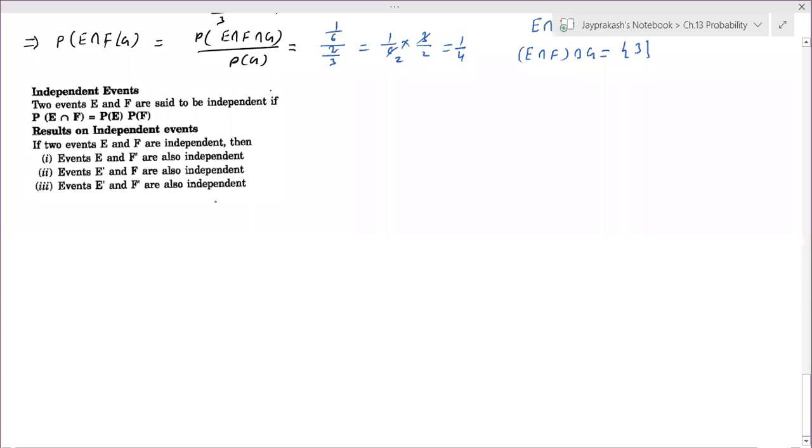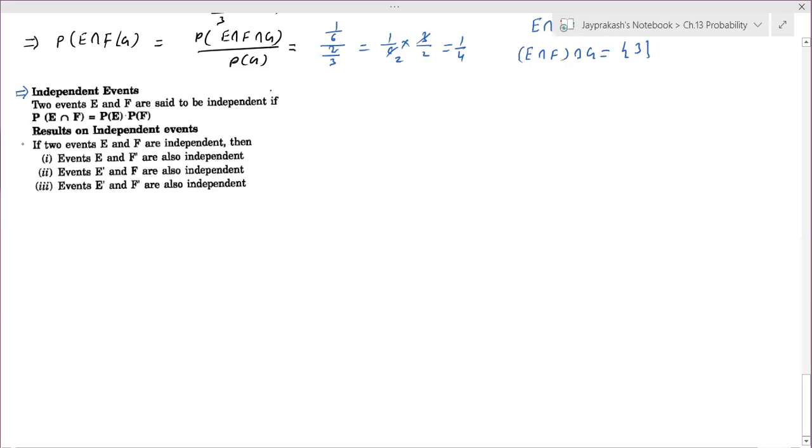So exercise 13.2 is based on independent and dependent events. Now for independent events, E and F are independent events if and only if the probability of E intersection F equals P(E) times P(F). If they satisfy this condition, then we can say that they are independent, or if they are independent, then they must satisfy this condition.